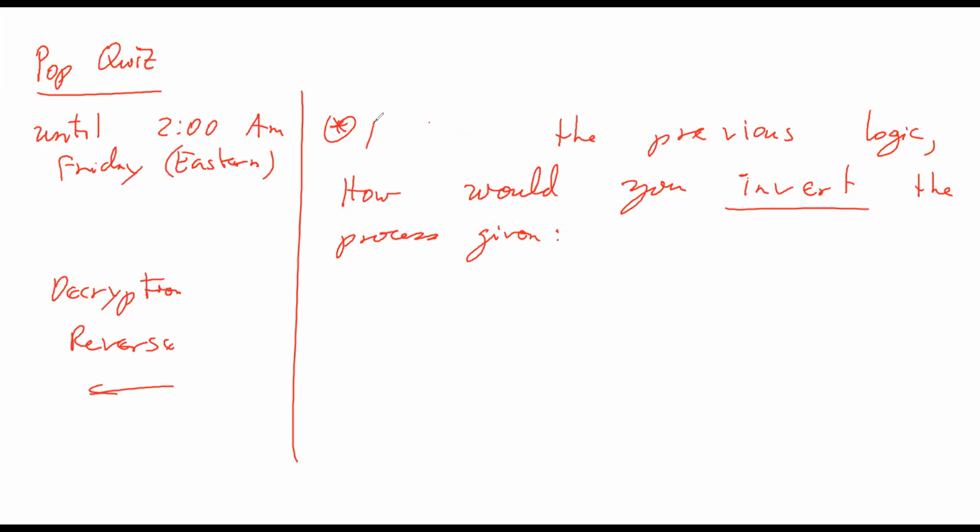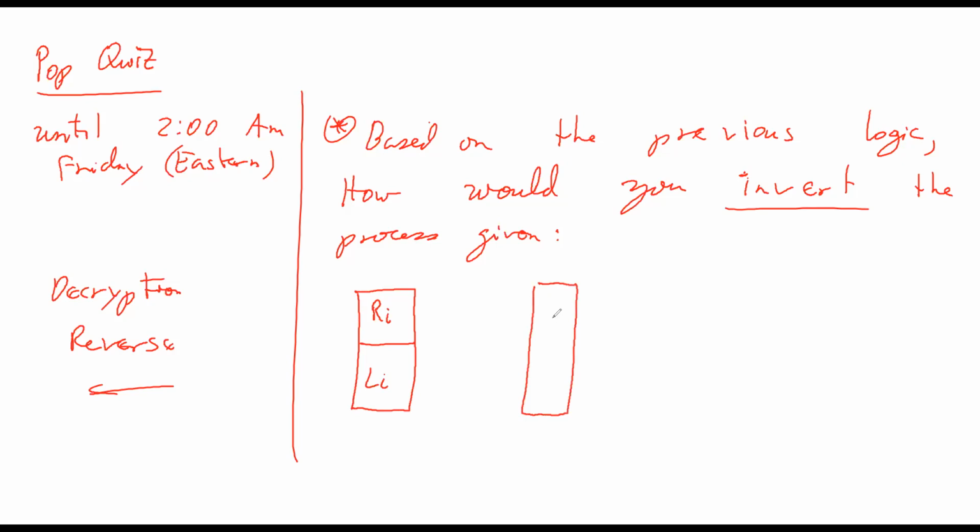So I'm going to say based on the previous logic, how would you invert the process given the following? So you have to write your answer in terms of these parameters. It's still the same logic. I'm not changing it. I'm just changing the indices of all the variables, okay? Okay, and then still the same logic.